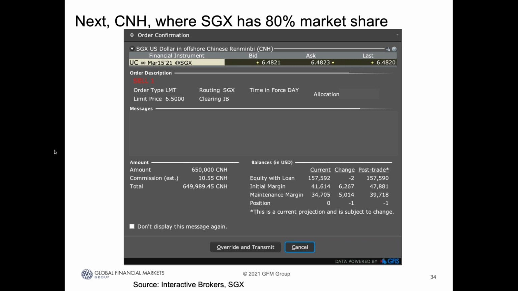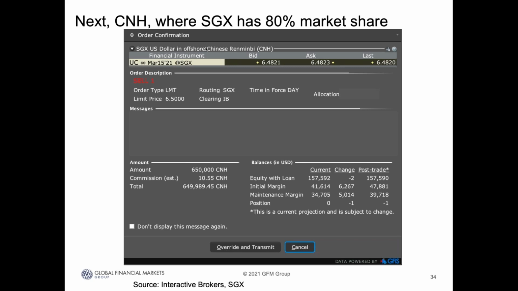And the notional value here is 100,000 US dollars. So right now, if I wanted to sell one contract, I would be selling basically 100,000 US dollars at a price of 650,000 renminbi for that 100,000 US dollars. I would be paying a commission of 10.55 RMB, which is a little less than 2 US dollars. So, total net amount there. And you'll see the margin impact on the right.